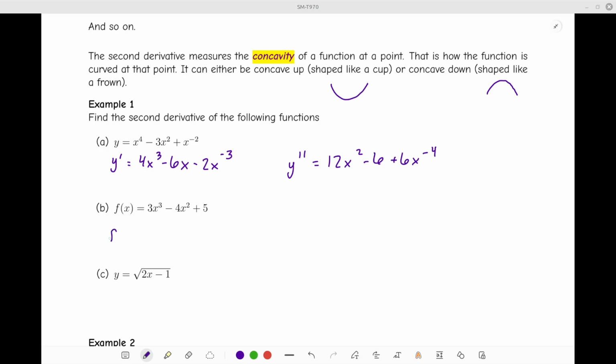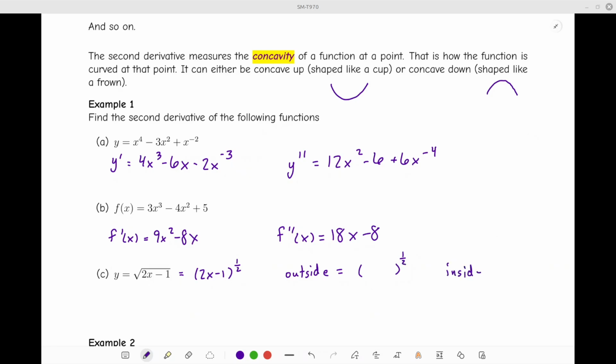Part B. So the first derivative, f prime of x, would equal 9x squared minus 8x. And then the second derivative would equal 18x minus 8. And then part C, before I take the derivative, I am going to rewrite it as 2x minus 1 to the 1/2, so that I can see that it's going to be a chain rule, with the outside equal to the 1/2 power, and the inside is equal to 2x minus 1.